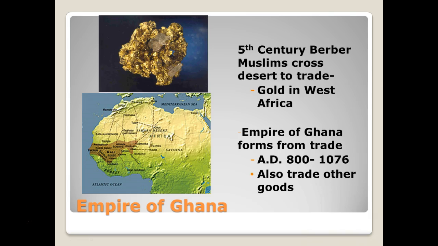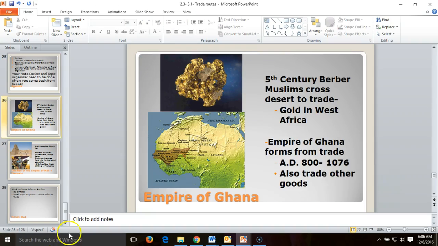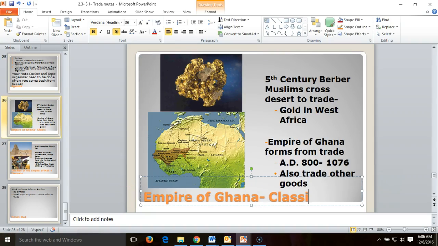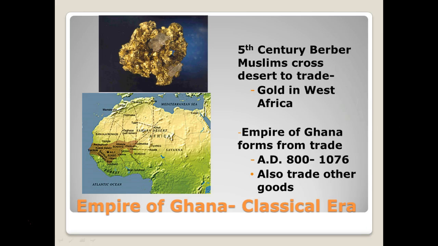All right, well, let's start with the Empire of Ghana. Why don't you also write down here for Empire of Ghana, and put that this was in the classical era. All right, so let's start. Around the 5th century, in the classical era, there were Berber traders from North Africa, and Berber traders were starting to travel to West Africa. Now, why were they going to West Africa? They started going there because they wanted the gold that was located in West Africa. They wanted to trade for gold.